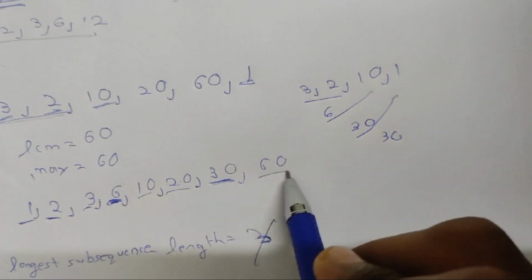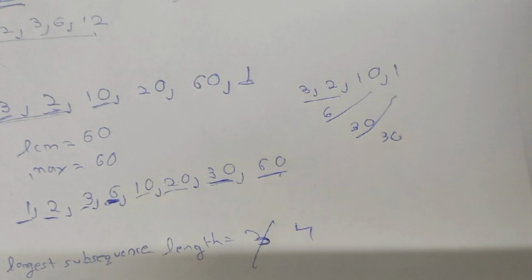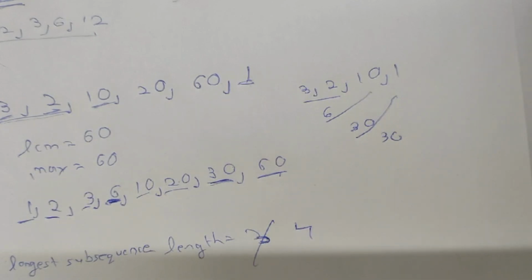Now we will check whether 60 is present in the array. Since 60 is present in the array, there is no need of considering that. So this is the logic for the given problem. I just wanted to tell you the logic for the given problem, and I will share the code for this problem as well. I will show you my code as well.